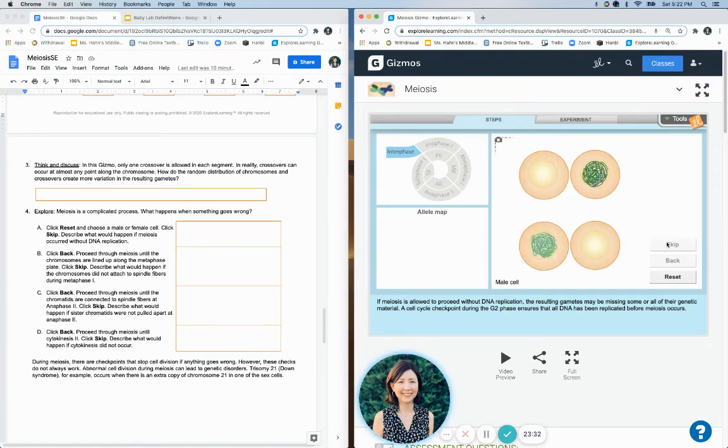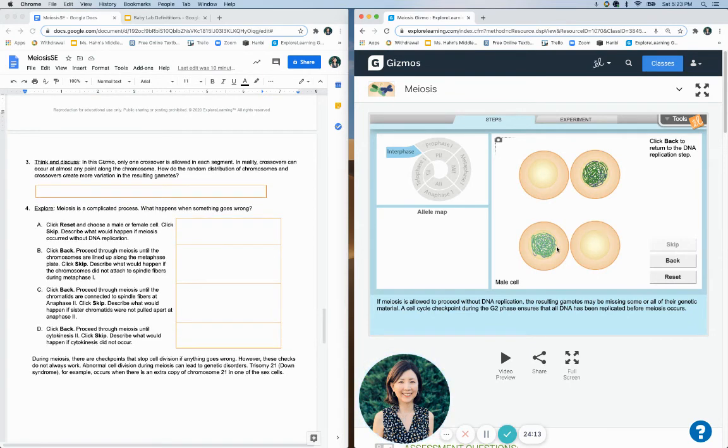So look at what happened when you skipped the DNA replication step. Two of the cells didn't have any DNA because you didn't make an extra copy of it. So when you split, one cell got the DNA and one cell did not. Okay, so you're going to go back to each of the stages and then click skip. So once you get to metaphase, you'll go ahead and click skip. Once you get to anaphase two, you're going to click skip. And you're going to see what happens when certain errors happen at different steps and you skip them.